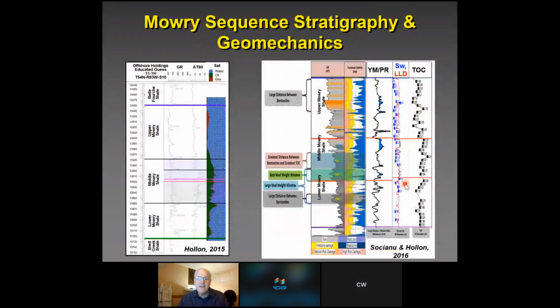So where do we want to target in these 3 high stand systems tracts? Well, it turns out this middle Mowry interval has higher TOC overall. And looking over here, that middle Mowry interval is where we have the better hydrocarbon saturation. But that's still a pretty thick interval. Where are we going to land our lateral? Does it matter? Well, when you look at Young's modulus cross-plotted with Poisson's ratio, some people call this frackability, that middle Mowry section has the better frackability.